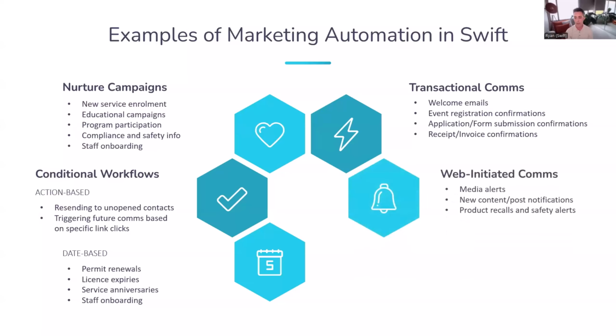Web-initiated comms would be the next category. These could be things that you publish to your website, such as media alerts, new content or post notifications, product recalls and safety alerts. We worked with vehicle recalls not too long ago to set up a whole subscription center where someone can go to sign up for vehicle recalls for the automobile types or makes that they want to receive alerts for.